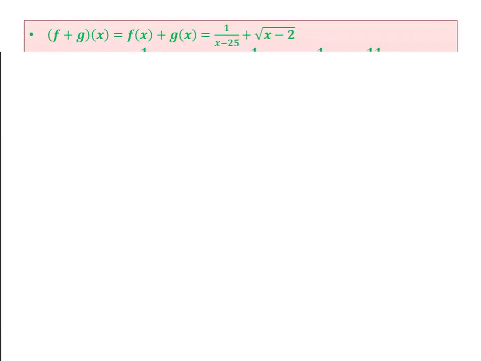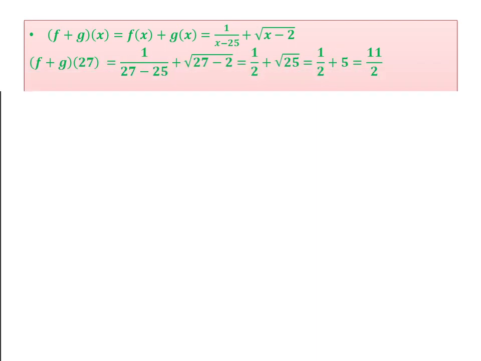Now we need to evaluate f plus g of x at 27. So first we find f plus g of x and then we plug in the 27. So f plus g of x is equal to f of x plus g of x. This is equal to 1 over x minus 25 plus square root of x minus 2. And we plug in the 27 for each x. So we get 1 over 27 minus 25, this is 1 over 2, plus square root of 27 minus 2, which is square root of 25, this is 5. So we have half plus 5, this is 11 over 2.